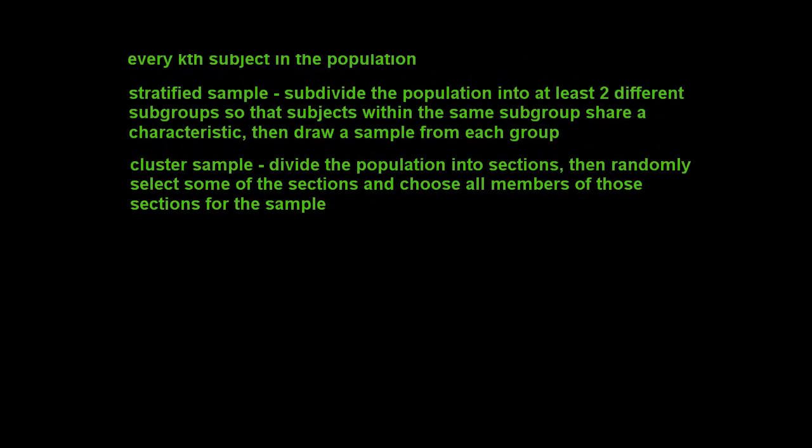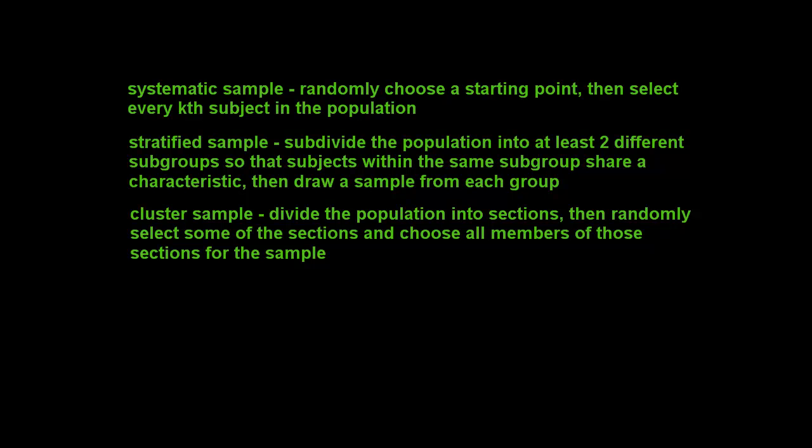Okay, the next type we said we were going to look at is cluster sampling. In a cluster sample, you divide the population into sections, then randomly select some of the sections and choose all members of the sections for the sample. Now, cluster and stratified sound similar. Let's make sure we understand the difference.